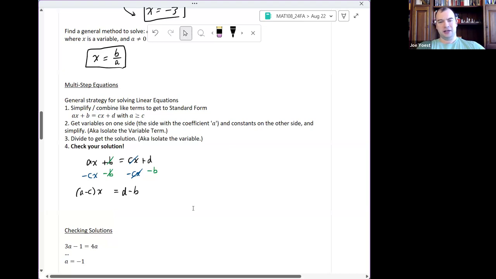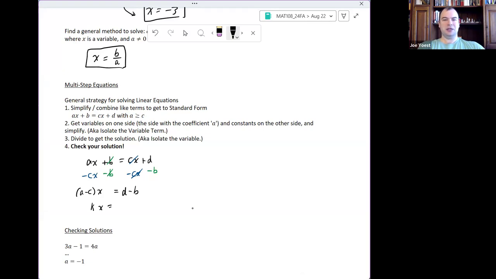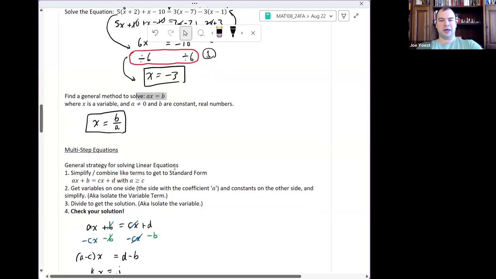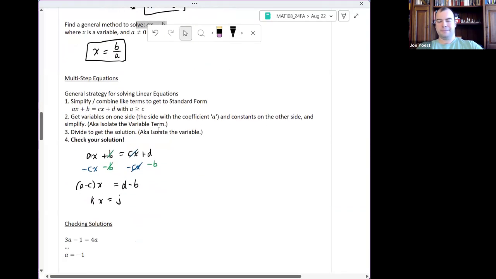But now I recognize this. A minus C is just some number. Let's call it K, times X. And D minus B is some number. Let's call it J. K times X equals J. Well, I know how to solve this. That looks just like that pattern, right? Number times X equals number. So now I see that X equals J over K, where J is D minus B and K is A minus C, right?